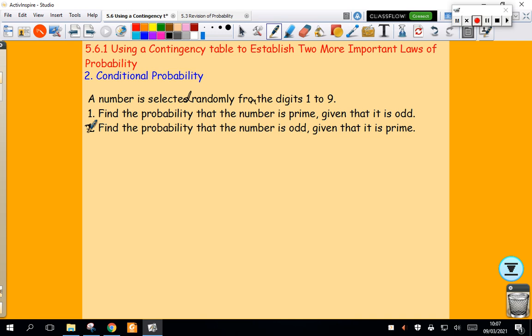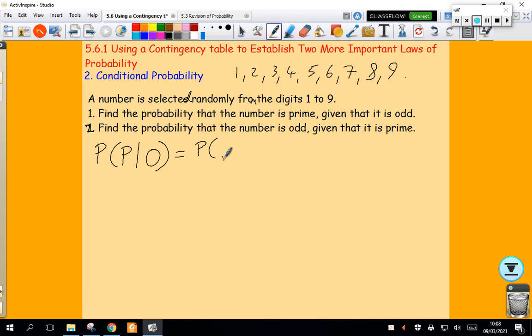Okay, so a number is selected randomly from the digits 1 to 9. Find the probability that the number is prime given that it is odd. That's the way we would write that. Again, let me just write down these digits: 1, 2, 3, 4, 5, 6, 7, 8, and 9. So find the probability that it's prime given that it's odd. Well, we know that will be the probability that it's prime and odd divided by the probability that it's odd.